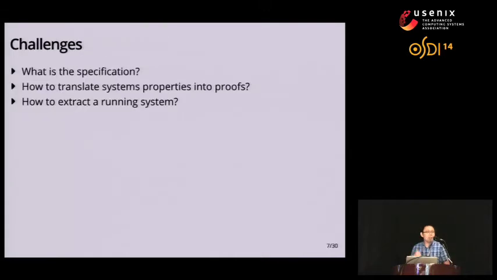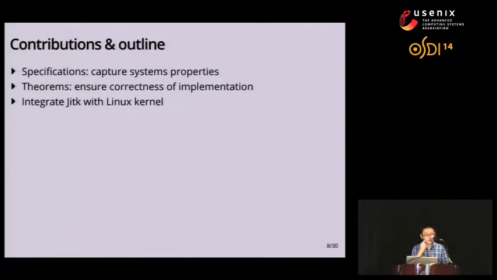There are several challenges in applying these proof techniques to build a kernel component like Jitk. The first question is, what's the specification? What do you mean by a correct Seccomp subsystem? Even if we have high-level ideas of how the system should behave, how do we translate those high-level intuitions into formal proofs? And third, how do we get running code? In the rest of the talk, I'll focus on three parts: how we write down specifications that capture system properties, how we translate them into formal theorems, and how we integrate Jitk with the Linux kernel.